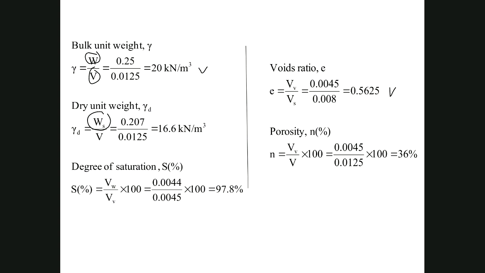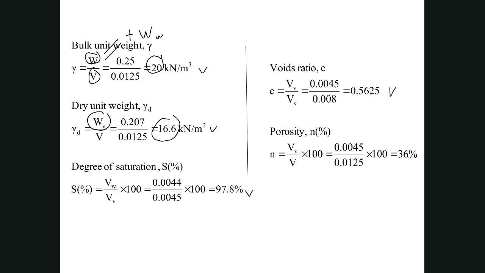So you will see that bulk unit weight or moist unit weight is always higher than dry unit weight, because here we also have the additional weight of water. That's why it makes it a little bit higher compared to dry unit weight. We did degree of saturation, good.